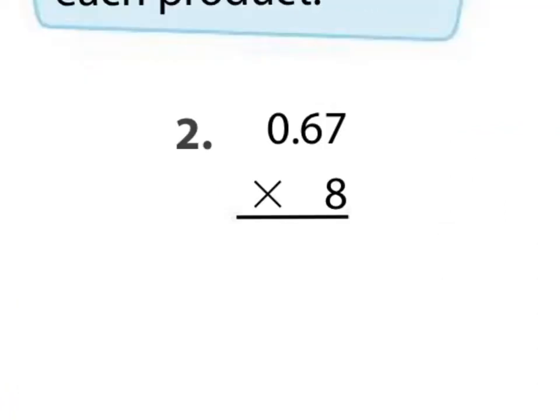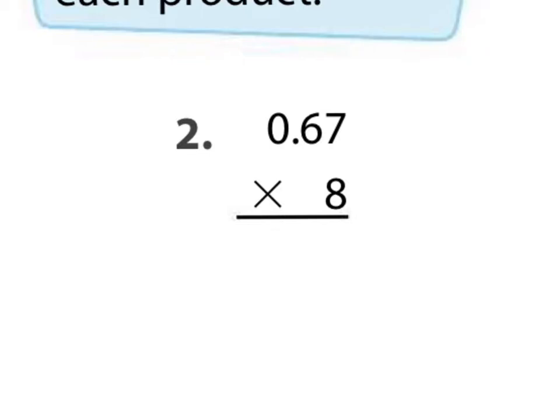Okay, the second one is 67 hundredths times 8, which is the same thing as saying 8 groups of 67 hundredths. And so just like before, we're going to multiply the 8 times the 7, the 8 times the 6, and then the 8 times the 0. Notice the number with the most digits is on the top. That doesn't mean it's the greater number, it just means it's the longer number.